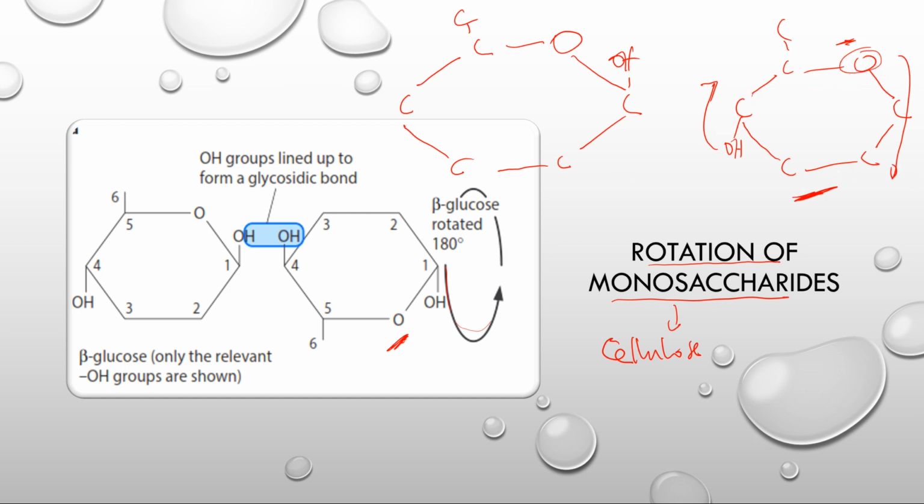This OH is up here, but it's down here. That's oxygen, right? And then of course this OH is up here. So by the time it rotates, the OH comes up here. Then the hydrogen on that combines with the OH of this to form water. This is called rotation. Beta glucose rotates 180 degrees. In cellulose, there's always a 180 rotation so that the glycosidic bond can be formed.